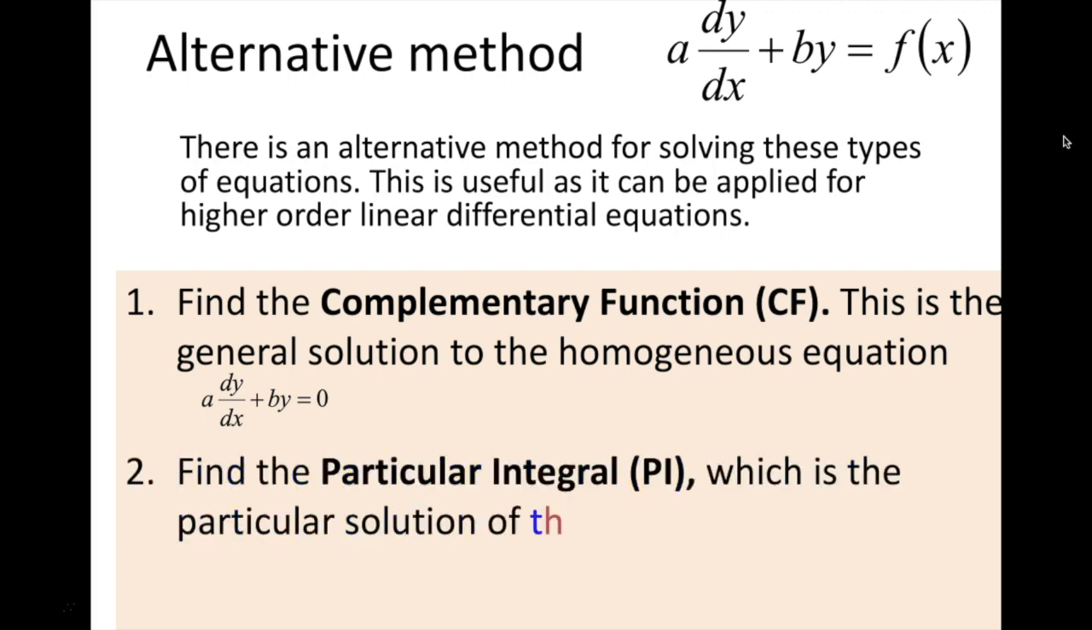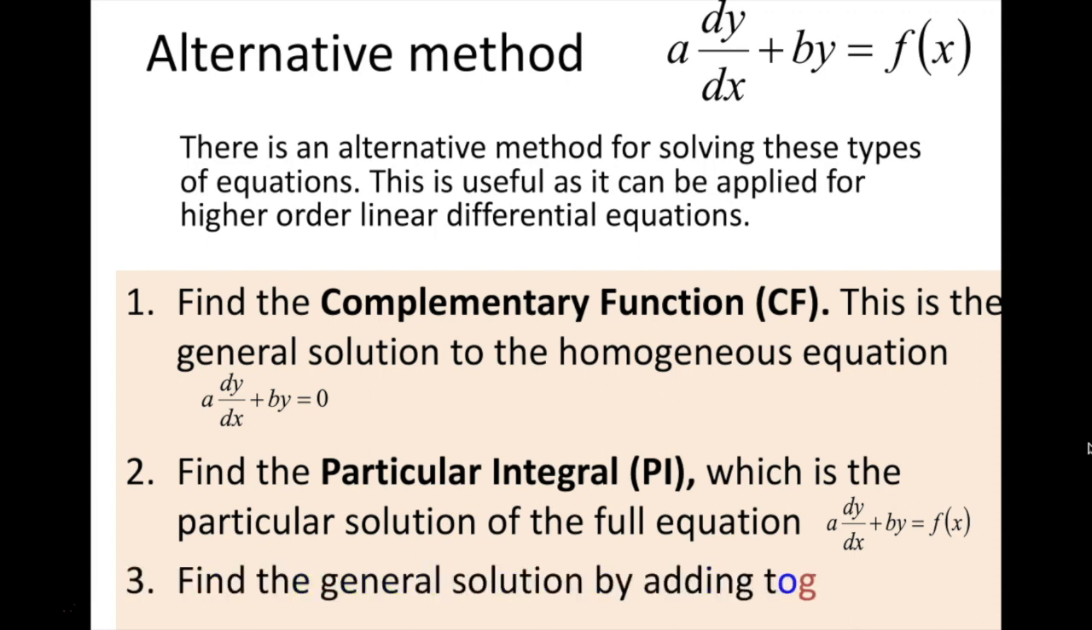Then you find a particular integral. That particular integral is any function that will satisfy this equation. We will see different ways to find particular integrals depending on what f of x looks like. And then the general solution will be the sum of the complementary function and the particular integral.